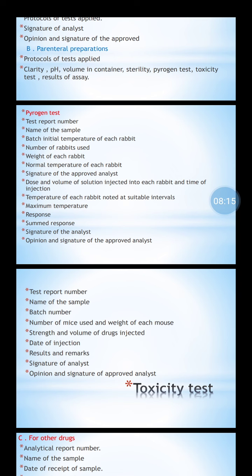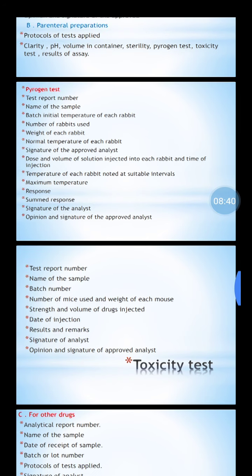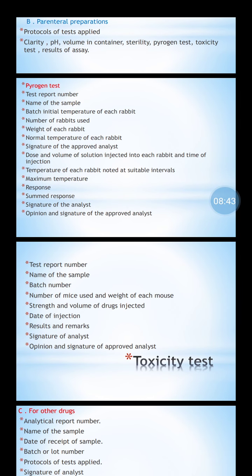In that test: report number, name of sample, batch, initial temperature of each rabbit, number of rabbits used, weight of each rabbit, normal temperature of each rabbit, signature of the approved analyst, dose and volume of solution injected into each rabbit and time of injection, temperature of each rabbit noted at suitable intervals, maximum temperature, responses, signature of the analyst.